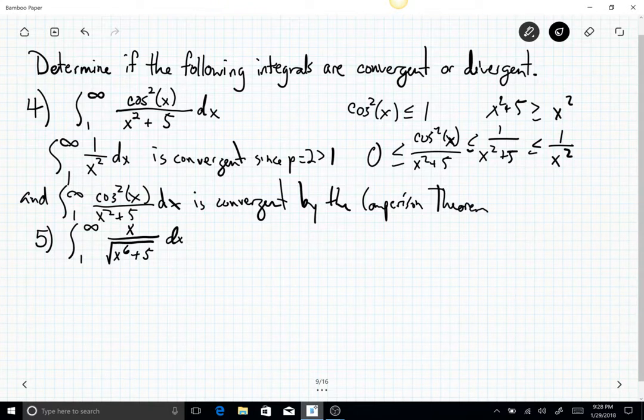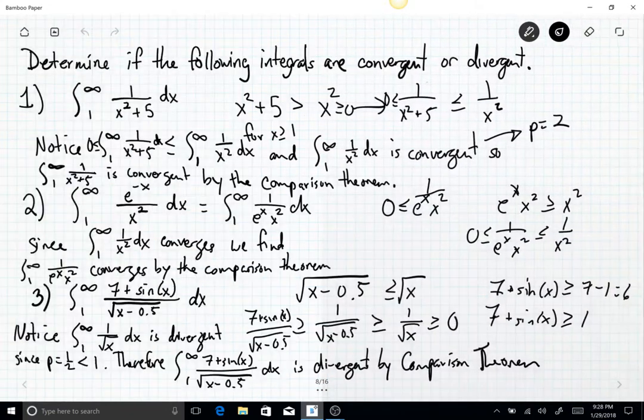Hopefully I wrote it on the previous one. Should have said by the comparison theorem. Okay, got it on all three of those. Good.